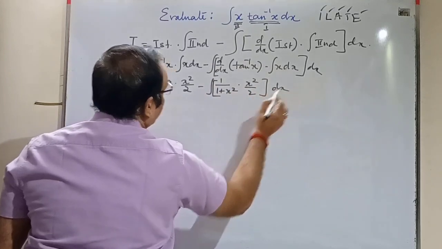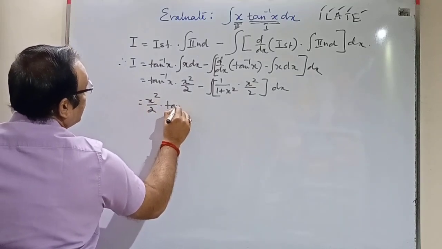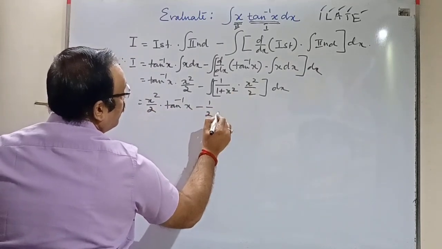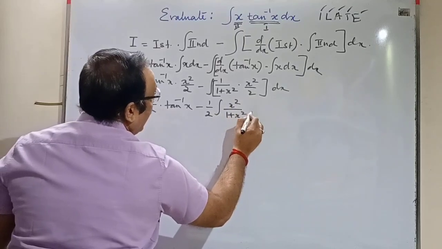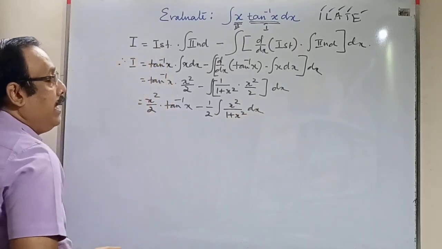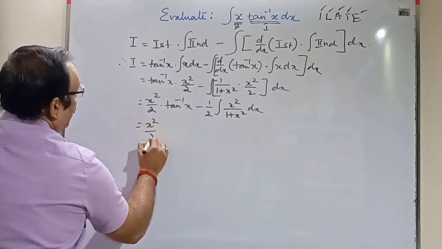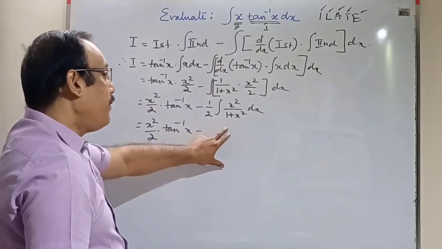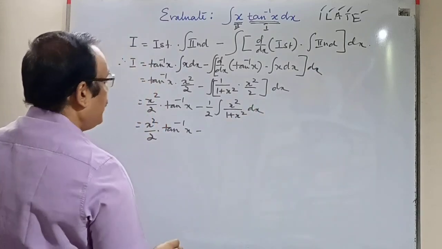This is whole dx. This equals x square by 2 into tan inverse x minus, from here half I can take outside, so this will be x square by 1 plus x square dx. Now after this, what is the next step? The next step we can do by two methods. First I'll show you one method and then I'll show you the other method.